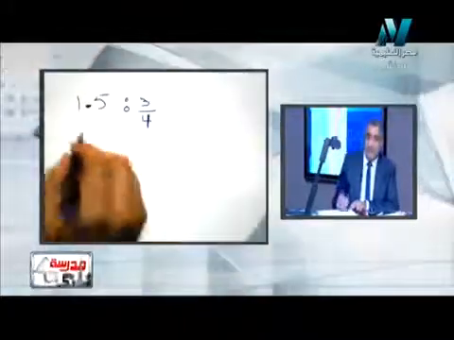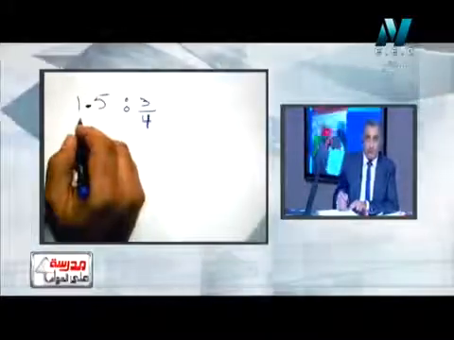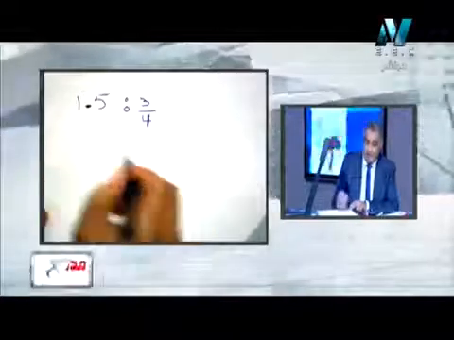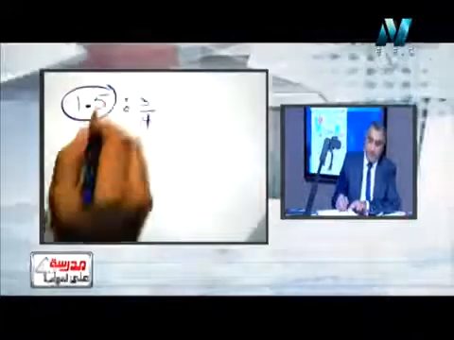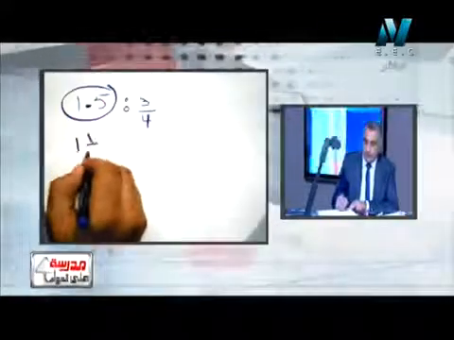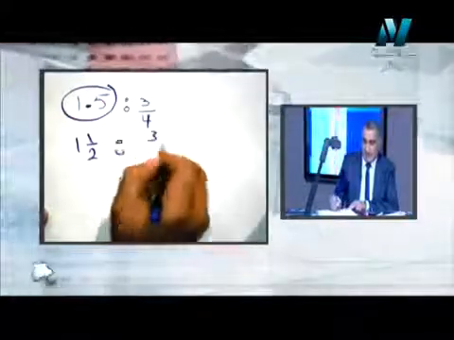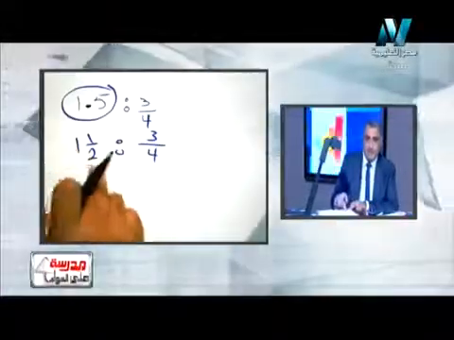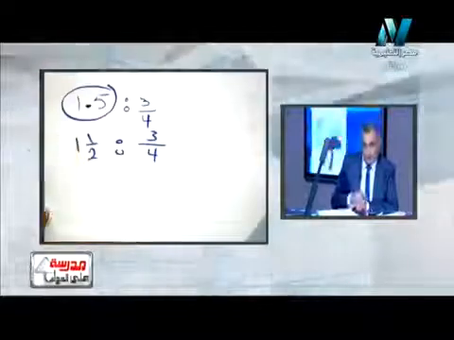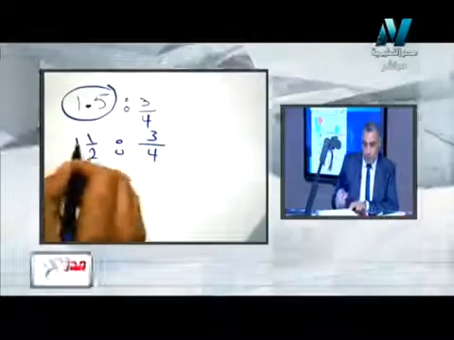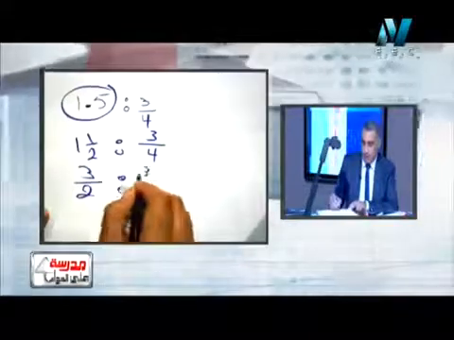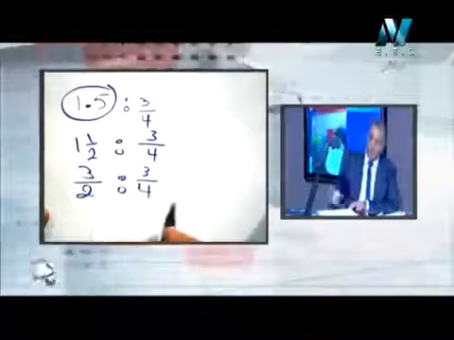We can convert 1.5 to a fraction to compare it with 3 over 4. We can rewrite 1.5 as 1 and 1 over 2. 3 over 4 stays as it is. 1 times 2 plus 1 gives the improper fraction, 3 over 2. Now 3 over 2 to 3 over 4, just cross multiply.